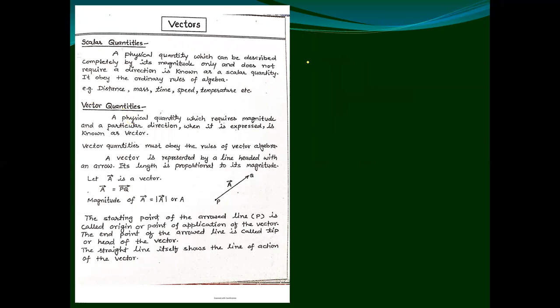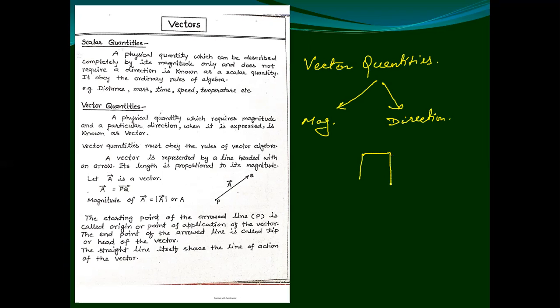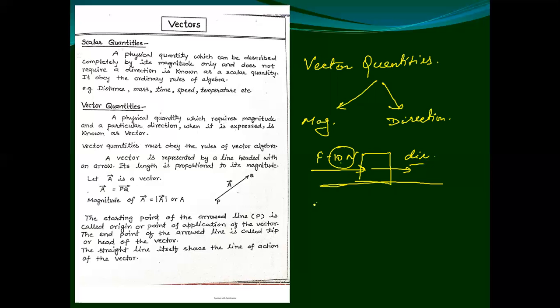Next come vector quantities. Vector quantities are those quantities which have both magnitude as well as direction. For example, suppose this is a block lying there and you are applying a force F, say of 10 Newton. You have a magnitude of 10 Newton and you also have a particular direction. Since there is a magnitude as well as direction, you will call force a vector quantity. Do you agree?